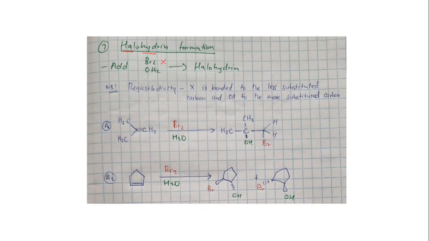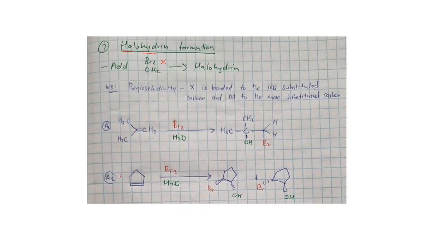And therefore, where will the OH from the water molecule go? OH will come to the more substituted carbon atom, or the bulkier substituted carbon atom, which is this carbon atom. Therefore, OH will come there. And these alkyl groups are also there, and the stereochemistry is very important, faced in different directions.